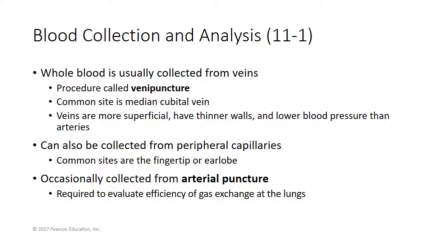Also, however, when you need to collect from peripheral sites, we use peripheral capillaries. Sometimes these are sites such as the fingertip or even earlobe. And once in a while, some individuals need to collect arterial blood. Now, this is usually for very specific procedures, such as to look at the efficiency of gas exchange of the lungs or overall respiratory performance.